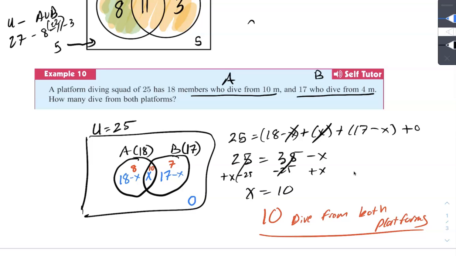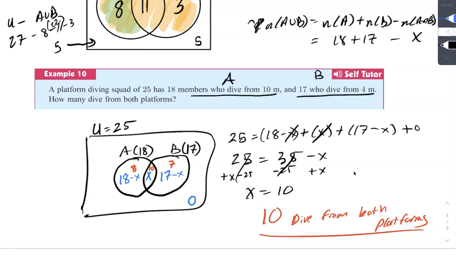I could have also done this using the formula I talked about above. The number in A union B is equal to the number in A plus the number in B minus the number in the intersection, which again is the thing I'm looking for. The number in A was 18, the number in B was 17. Only problem here is that we didn't have the union. We'd have to figure it out the same way: there's nobody on the outside, which means the union of these two should just be the full 25. So that's another way to do it. You would have got the exact same answer, x is equal to 10. So it's all about preference.